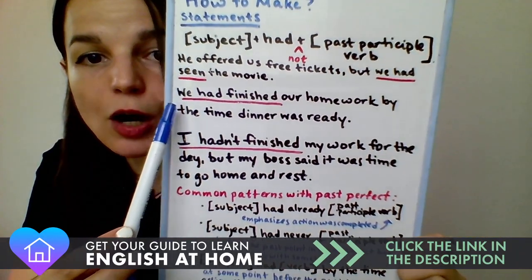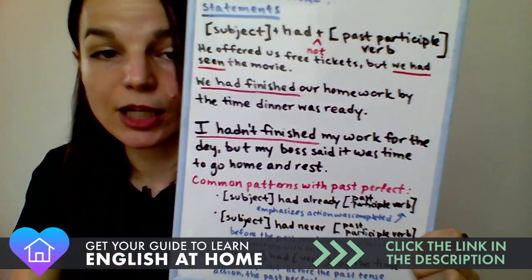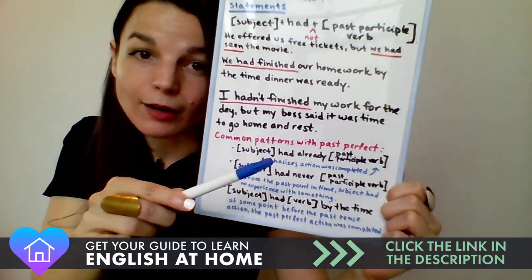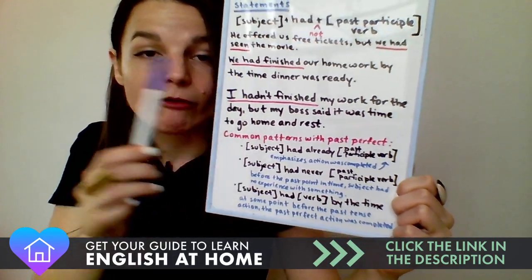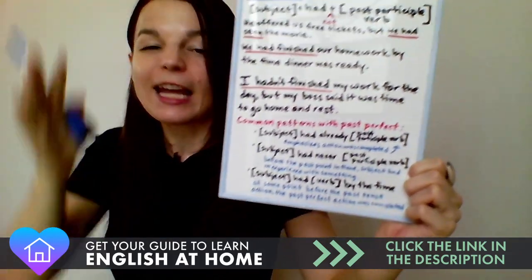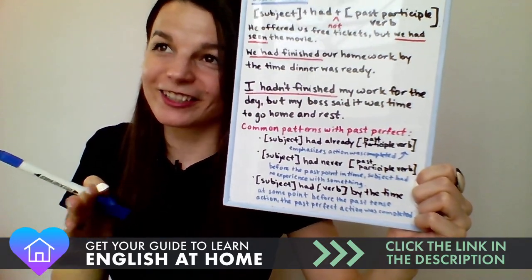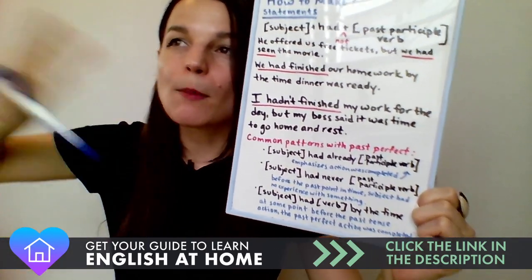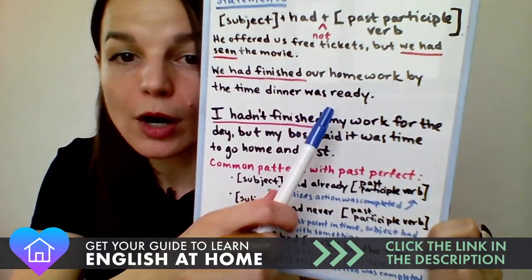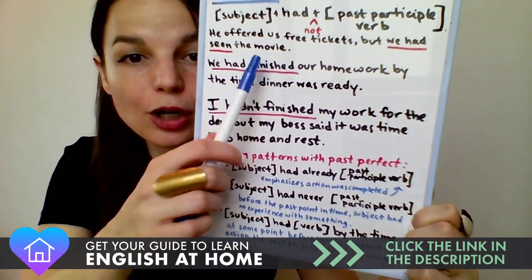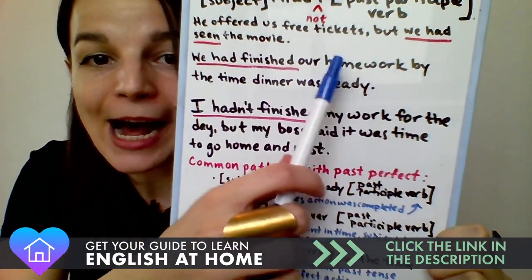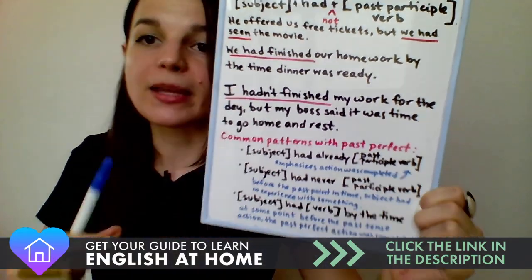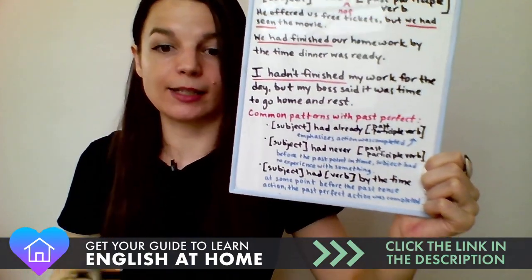We had finished our homework by the time dinner was ready. That means at some point before dinner was ready, we finished our homework. So that doesn't mean exactly when dinner finished, we completed our homework. It doesn't mean that. It just means at some point in time before dinner was ready, we finished our homework. So that's what "by the time this thing happened, this condition happened" means: before that point in time.